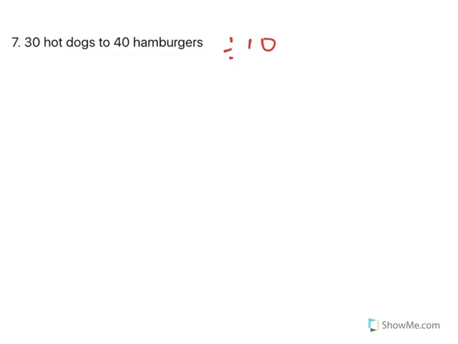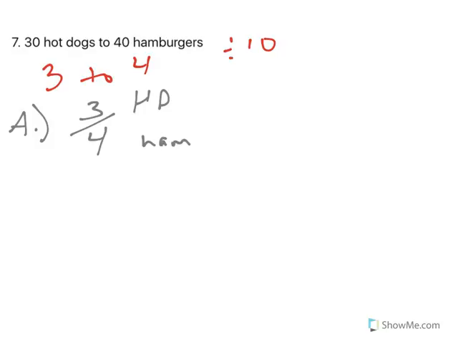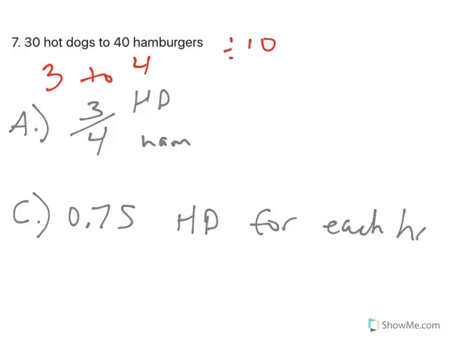30 hot dogs to 40 hamburgers. Well, these are each reducible by 10. So I really have 3 to 4. Now, as a fraction, 3 to 4. So remember, the top is hot dogs, the bottom is hamburgers. So there are 3 hot dogs to every 4 hamburgers. When you go to a decimal, you're at 0.75. So whatever comes first, there are 0.75 hot dogs for each hamburger. You always want the 1 on the bottom.